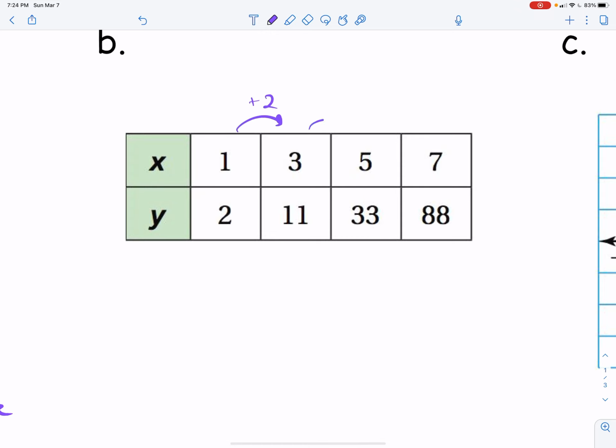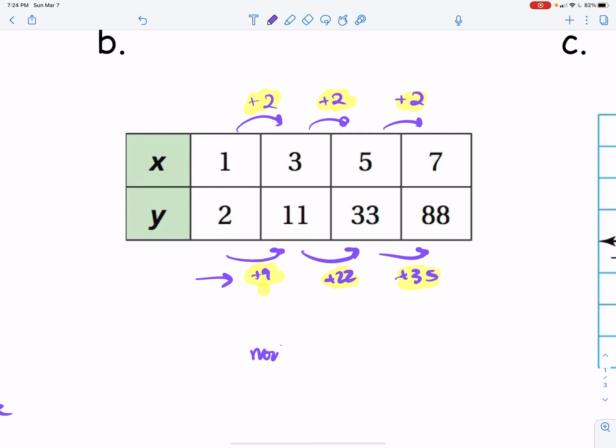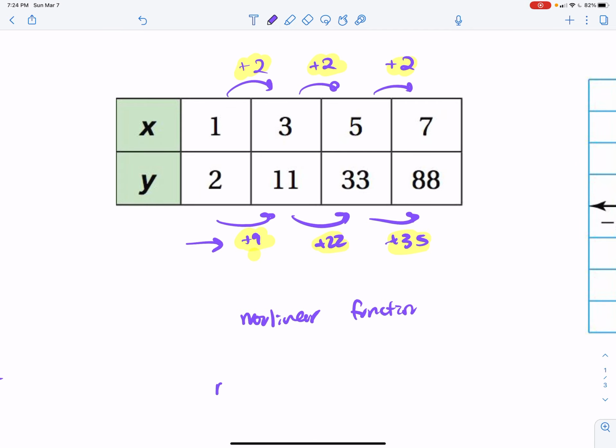I'm going plus 2, plus 2, plus 2. Here I'm going plus 9. Here I'm going plus 22. Here looks like plus 35. Notice how my x's are the same, but my y's are going by different increments. So because my y's are all different, this is a non-linear function. They have to go up by the same amount all throughout. Why? If you want to explain, not a constant ROC.